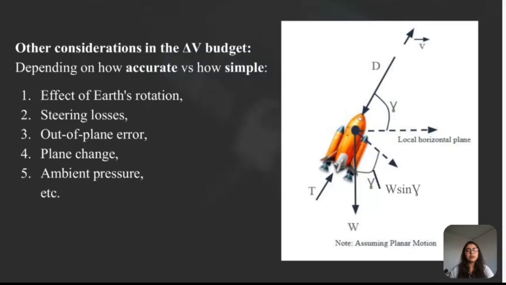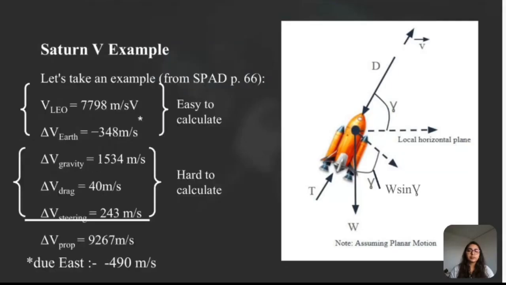Real world considerations include, firstly, the Earth's rotation at the equator. Earth's rotation provides approximately 1000 meters per second eastward velocity. Second, steering losses. These arise when the rocket's thrust vector is not perfectly aligned with its velocity vector. Third, thrust misalignments. Errors or intentional out-of-plane maneuvers can introduce inefficiencies. Finally, ambient pressure effects. Atmospheric pressure decreases with altitude, increasing rocket efficiency at higher altitudes.